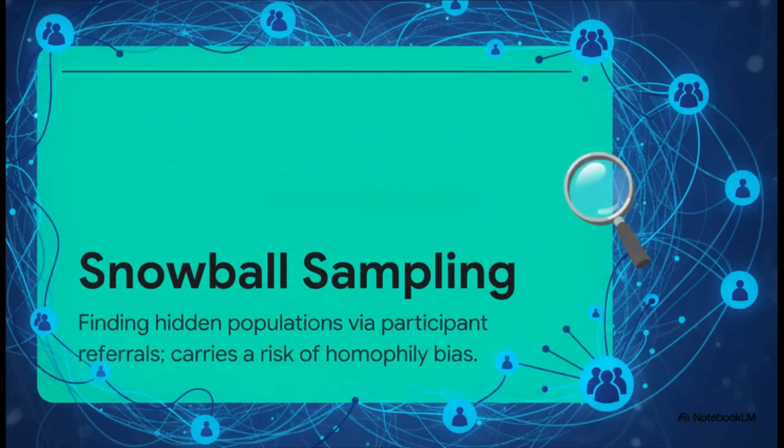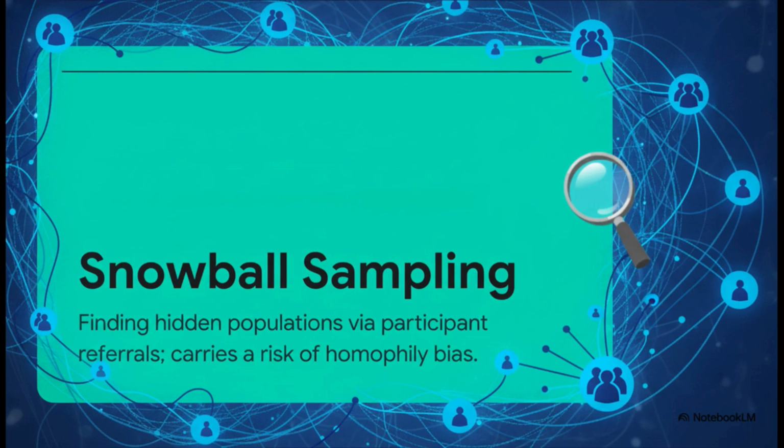And then we have snowball, or chain referral sampling. Think about it. How do you survey undocumented migrants or informal workers who aren't on any official government registry? Well, you find one person, you build trust with them, and you ask them to refer someone else in their network. It is a brilliant way to access hidden groups.